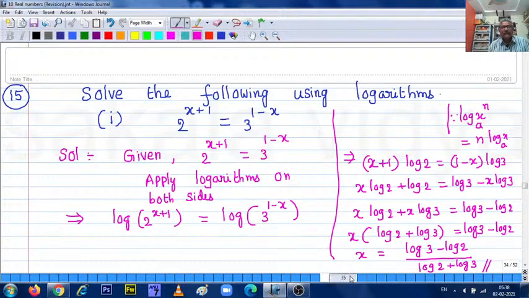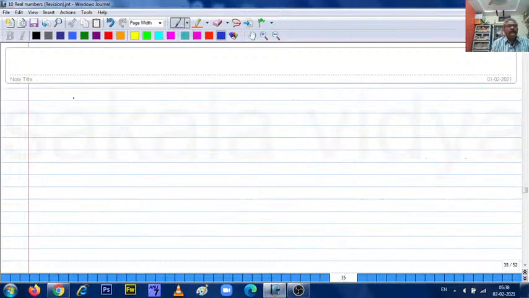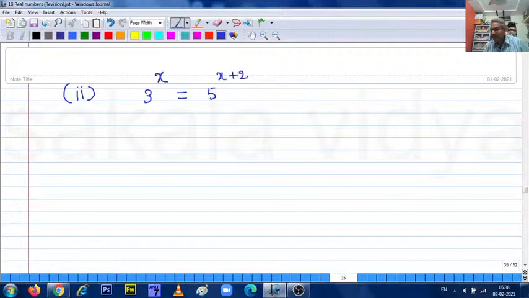Next, let us move to the second question. What is the second question? 3 raised to x equal to 5 raised to x plus 2. How could we solve it? Do we have any idea? What shall we do? Apply logarithms on both sides. Then write down the given data. If you write the given data also, you will get marks in the examination, my dear students. Please remember.